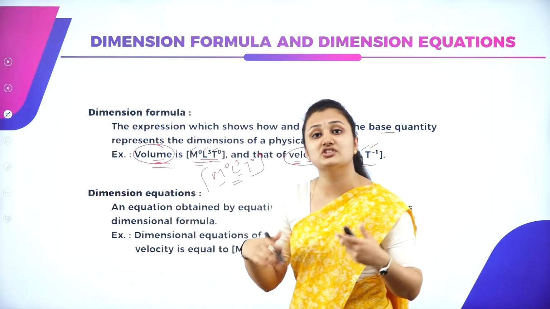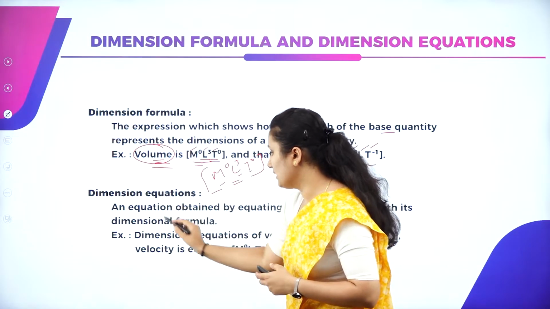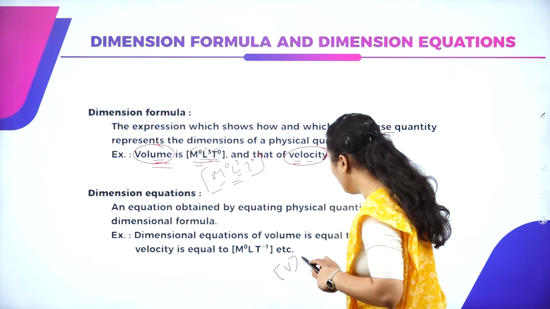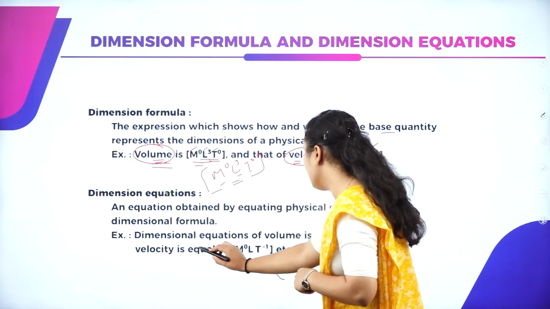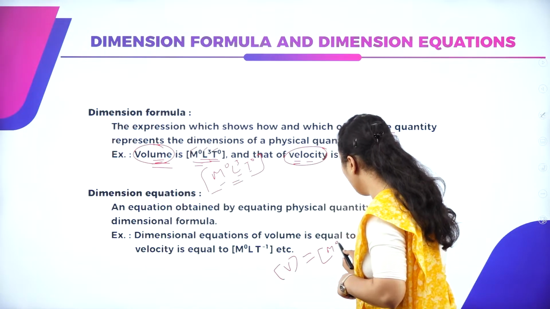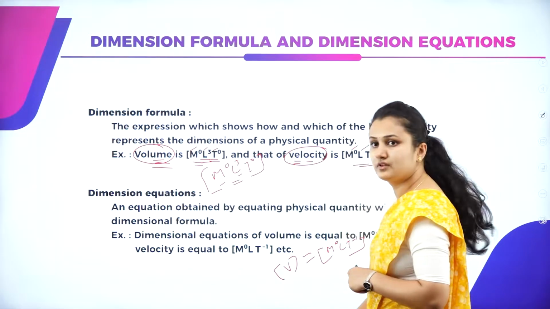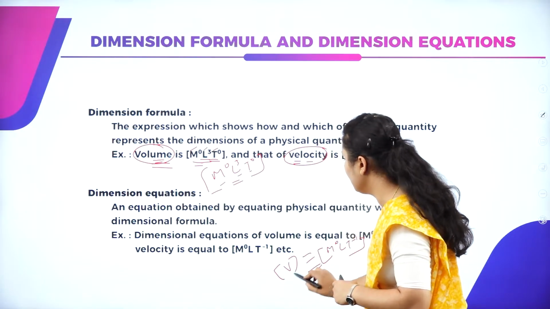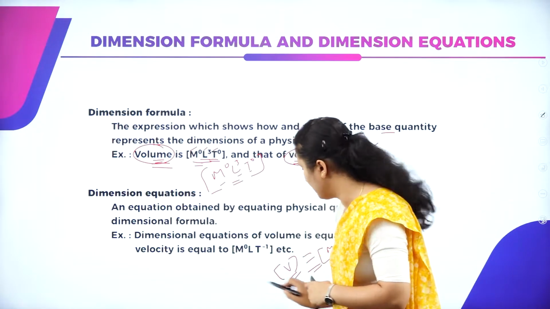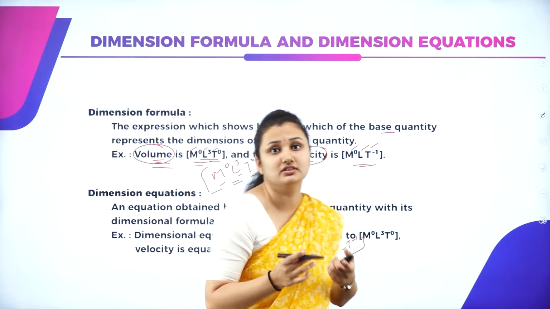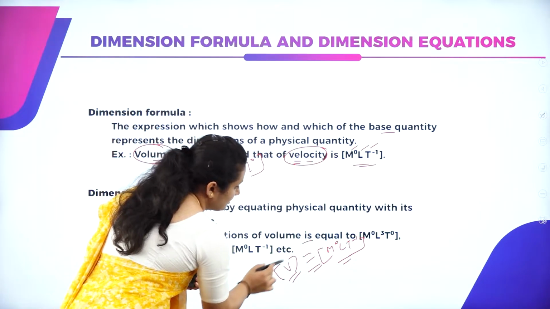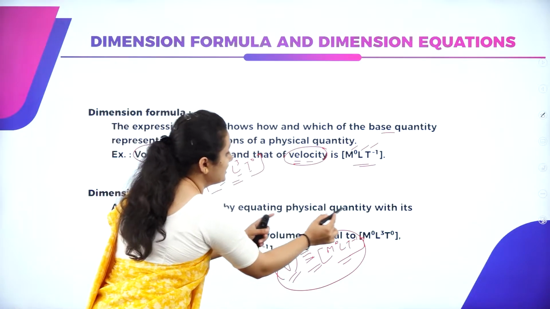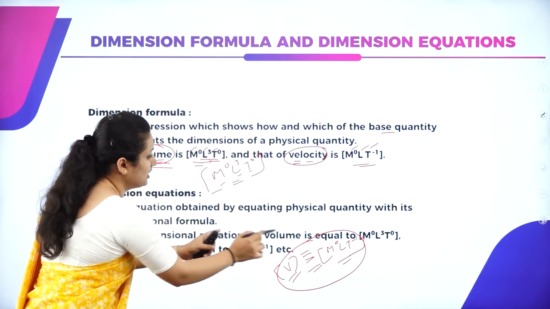Then what do you mean by dimensional equation? Dimensional equation. Velocity is represented by the symbol V. V is equal to M^0 L T to the power minus 1. So, this is the equation obtained by equating the physical quantity with its dimensional formula. The equation obtained by equating the physical quantity with its dimensional formula.